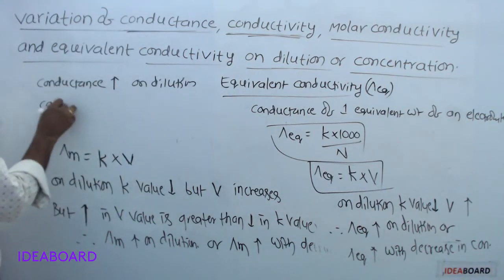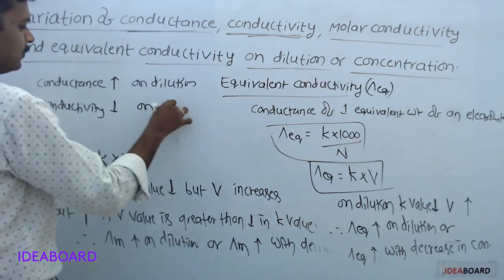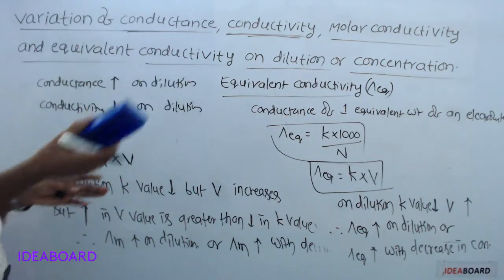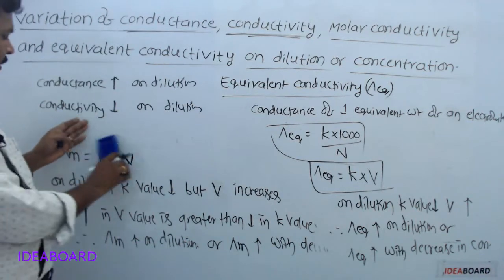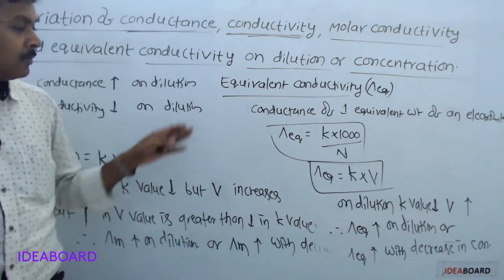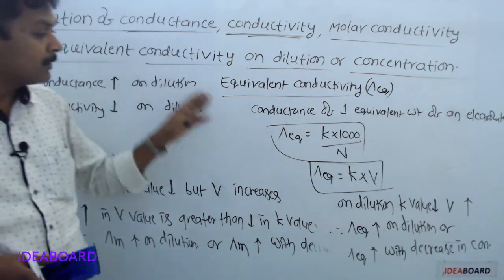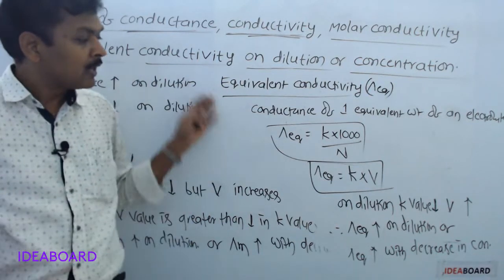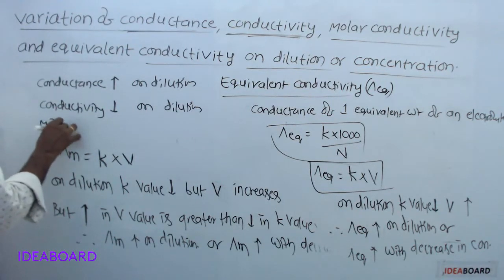Next, conductivity. Conductivity decreases on dilution, because on dilution the number of ions per unit volume decreases. Conductivity is nothing but the conductance of 1 milliliter of electrolytic solution. As the number of ions per unit volume decreases, current carrying capacity decreases. Therefore conductivity decreases.